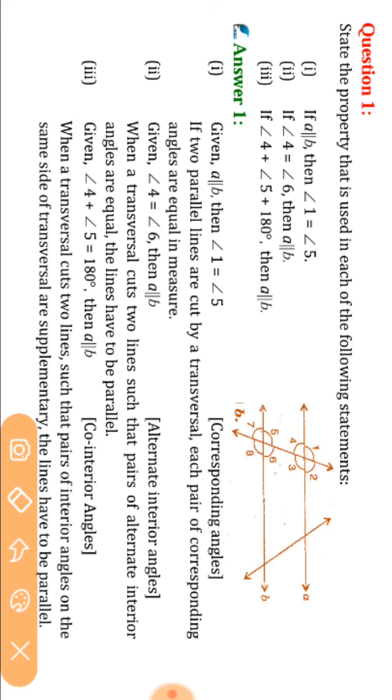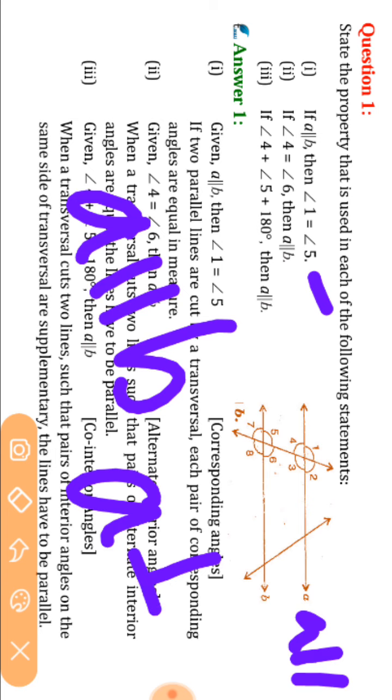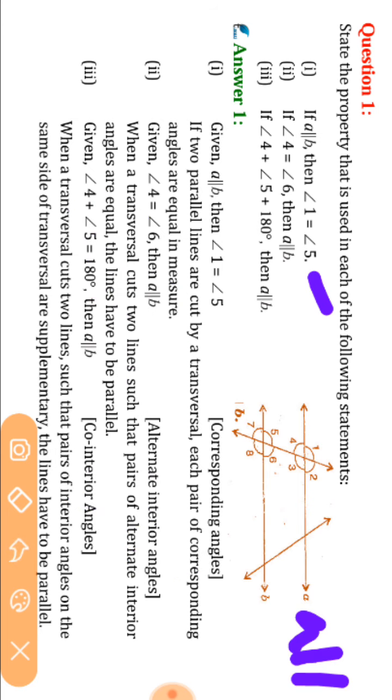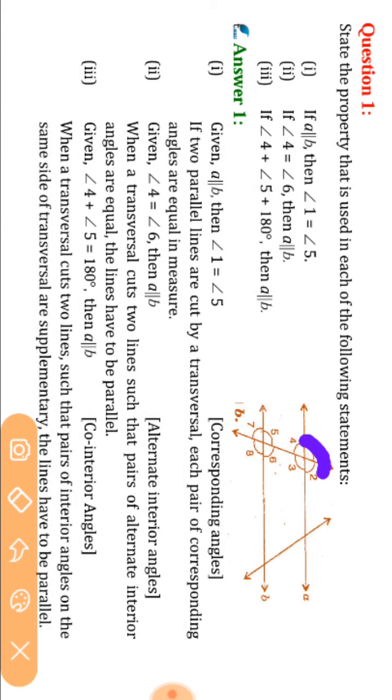So here the condition is also given. If a is parallel, it stands for the line a is parallel. So parallel line, it is the symbol. Okay, perpendicular means like this. Okay, we should learn all these shortcuts. If a is parallel to b, then angle 1 is equal to angle 5. So where is 1? Here. Angle 1 is equal to 5.